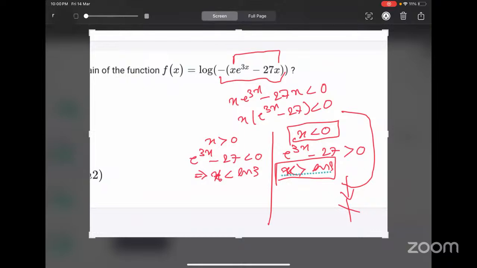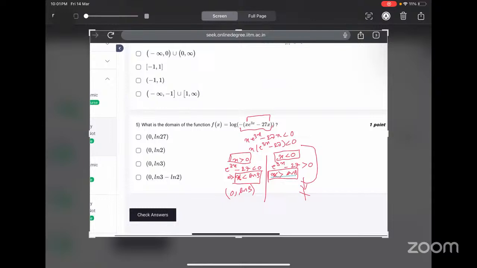Yes, ma'am. From here, we will find x is a positive number such that x is less than ln 3. That means we will get from 0 to ln 3. This is the range of x. So the third option will be correct. Got it? Yes. This is domain, no, madam. Yes. Domain. Domain will be 0 to ln 3. Any doubt? Graph will be from 0 to ln 3 only. It's a small graph.